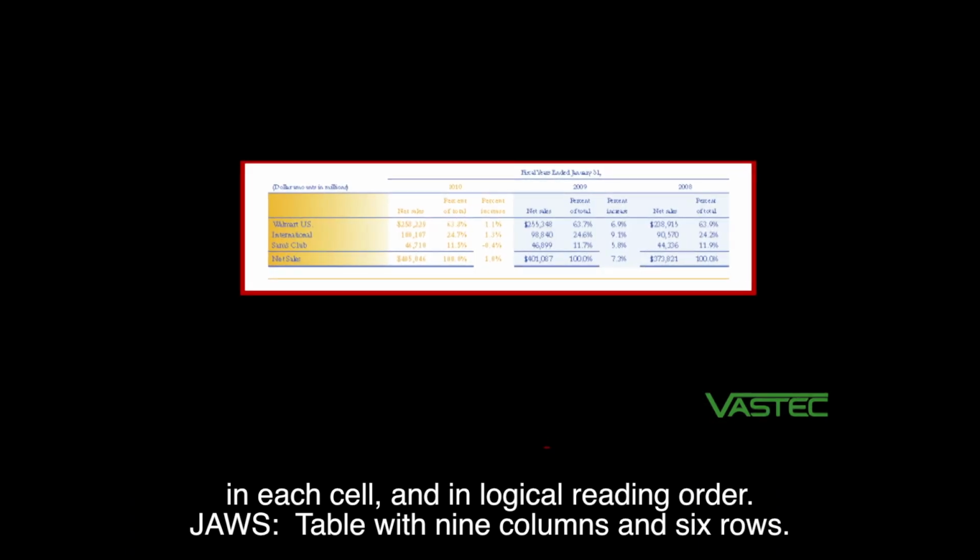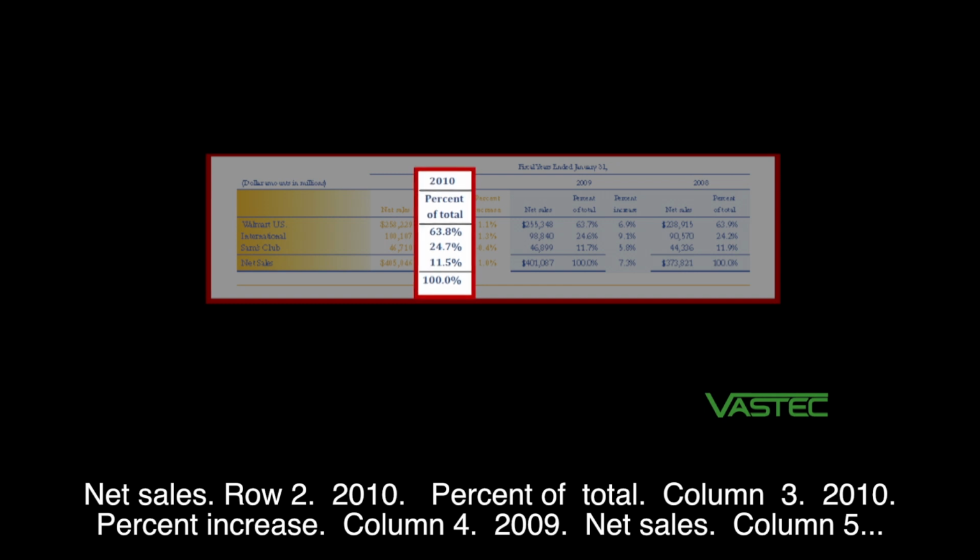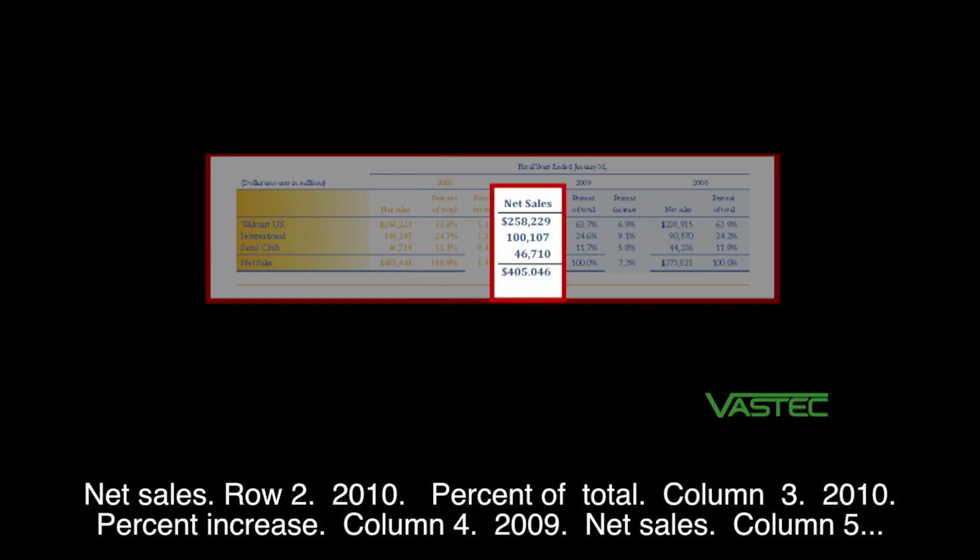Table with 9 columns and 6 rows. Net sales, row 2. 2010, percent of total, column 3. 2010, percent increase, column 4. 2009, net sales, column 5.